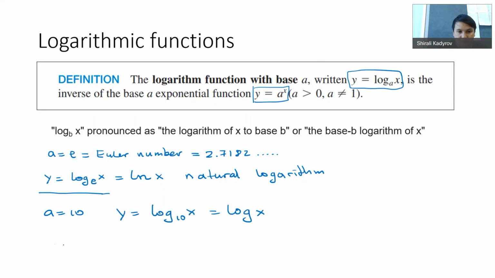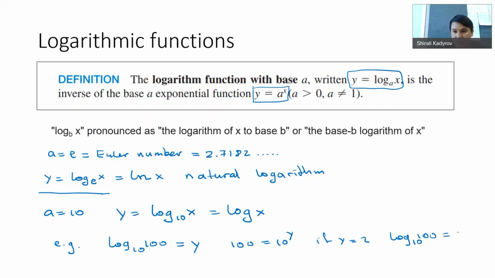So for simplicity, for example, let's compute the log base 10 of 100. What is this? Let's call it y. But then you remember its inverse, so you realize that 100 is equal to 10 to the y. How come 100 is equal to 10 to the y? It's possible if y is equal to 2, right? So it means your base 10 logarithm of 100 is simply 2. This is how you find logarithms. You go back to the exponential function, because it's an inverse, and then find the values there.